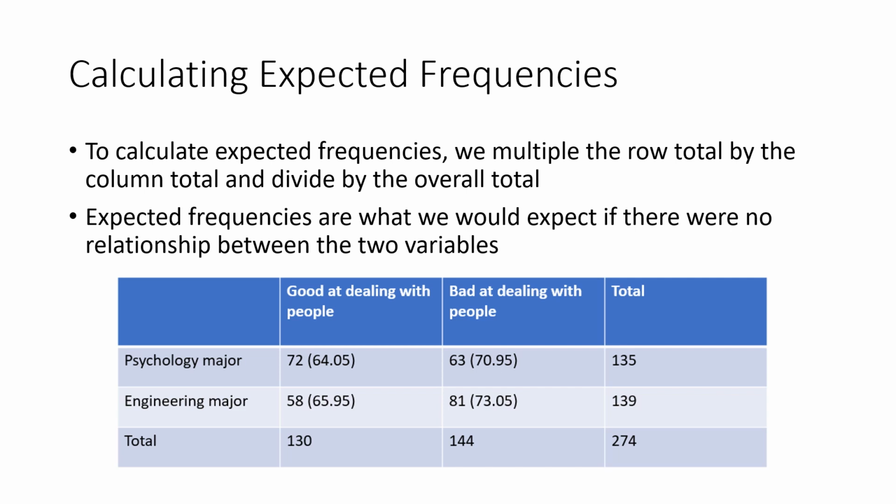And then for engineering major good at dealing with people, I've taken 139 times 130 divided by 274. That gives you 65.95. And then for bad at dealing with people, I've taken 139 times 144 divided by 274. That gives you an expected frequency of 73.05. So with all the data that we have in this table in its current format, we're able to use the chi-square equation to calculate the chi-square statistic. Let's do it.